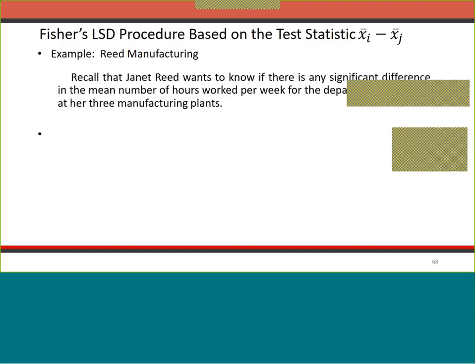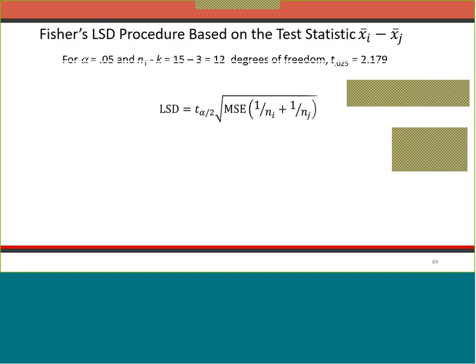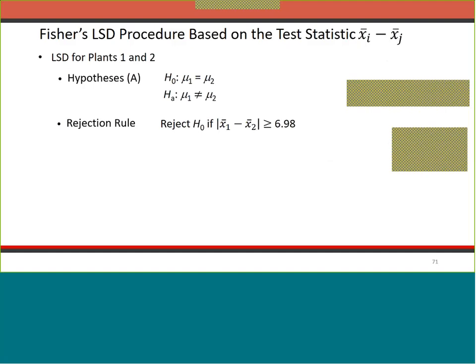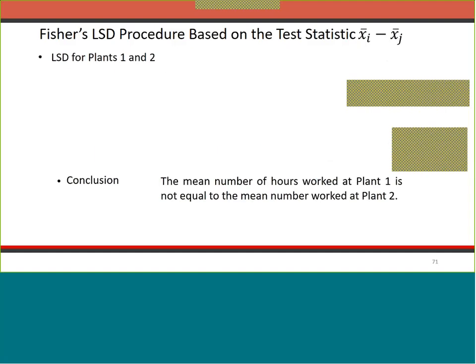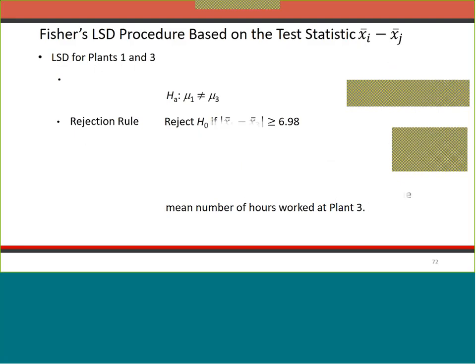So you can apply the same Reed manufacturing problem to pairs. We can start with plants 1 and 2. Then you can go for plants 1 and 3. And you can go for plants 2 and 3.